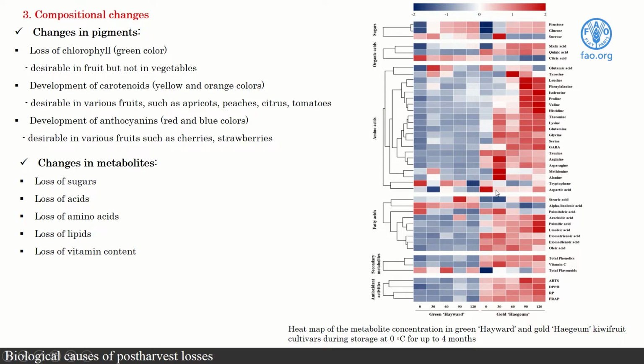This heat map shows the changes in metabolites such as sugars, organic acids, amino acids, fatty acids, secondary metabolites, and the antioxidant activities of green and gold kiwi fruit cultivars during storage for 4 months. During storage, there was ripening and there was a change in composition of kiwi fruit cultivars. This shows that as fruit ripens, there is a compositional change which leads to post-harvest losses.